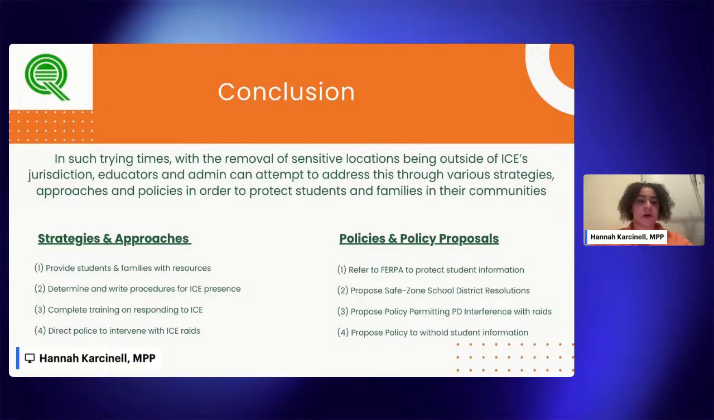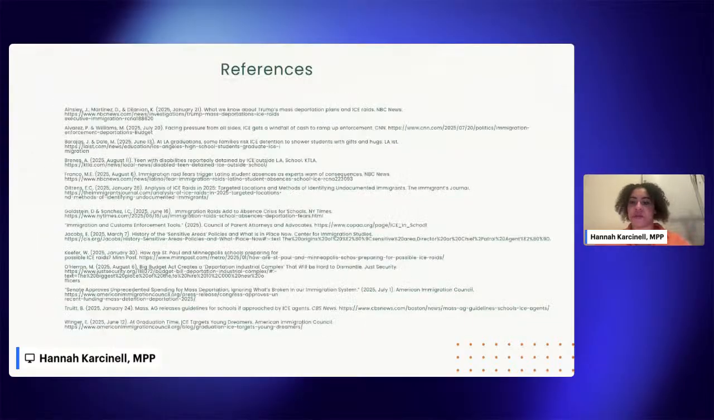For our policies and policy proposals to address sensitive locations being removed, and now within ICE's jurisdiction, number one, refer back to FERPA to protect student information. Number two, propose safe zone school district resolutions. Number three, propose policy permitting police department interference with raids. And number four, propose policies to withhold student information. And that's another one that I spoke about that's been occurring in Massachusetts since there has been the removal of sensitive locations. So these are my different references.